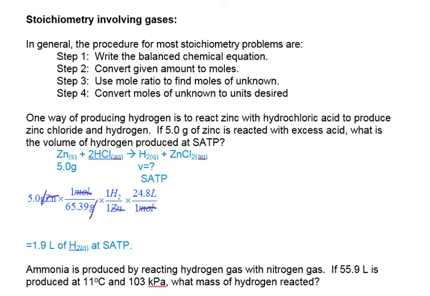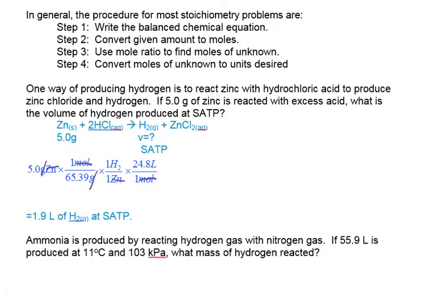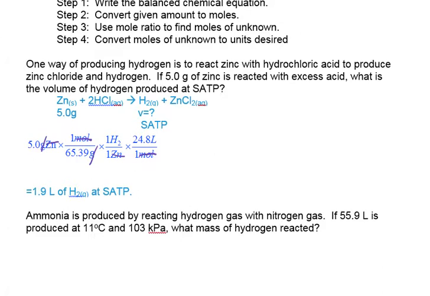Second example here, we've got ammonia being produced by reacting hydrogen gas with nitrogen gas. So if we look at that, again, start with step 1, write our balanced chemical equation. To balance that one, again, remember hydrogen is diatomic, nitrogen is diatomic, and ammonia is NH3. So to balance that, we're going to need 3 hydrogen to 1 nitrogen to 2 ammonia.